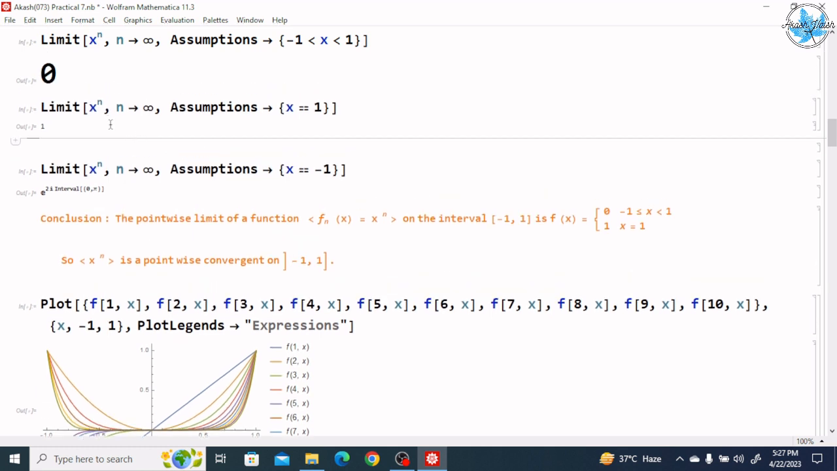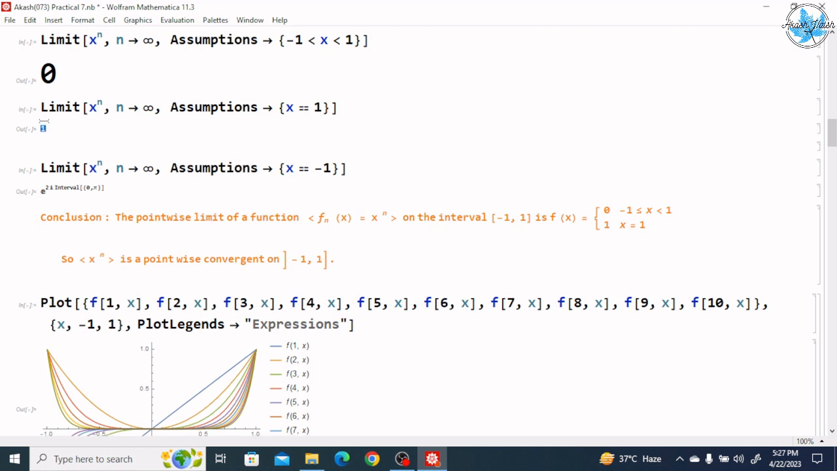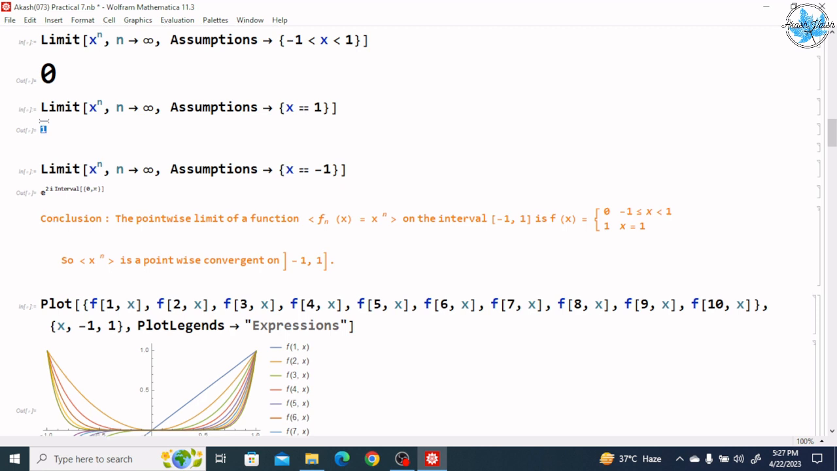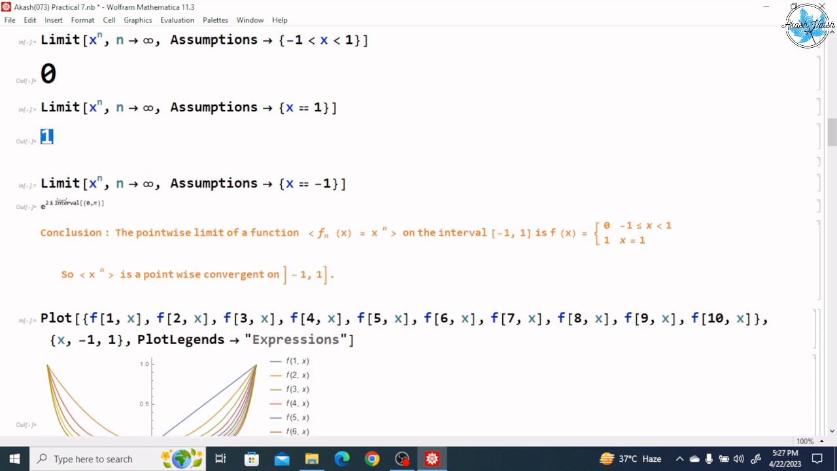And when I am finding the limit of x to the power n, where n tends to infinity, with the assumption now that the value of x equals 1, you know the limit of the function would be 1. So the limit of the function, what you will get, is 1. So in this way you will see your answer. Press Shift plus Enter and you will get your answer.